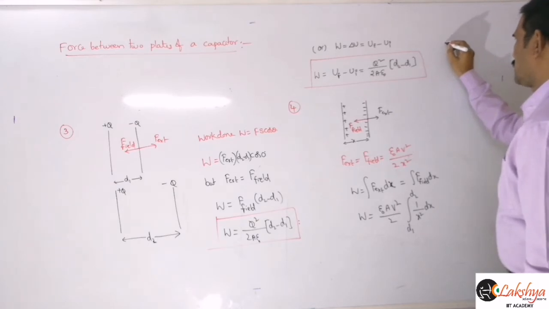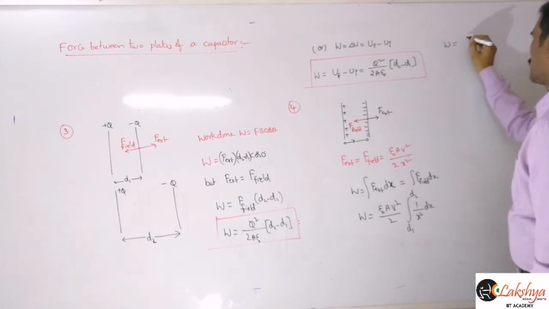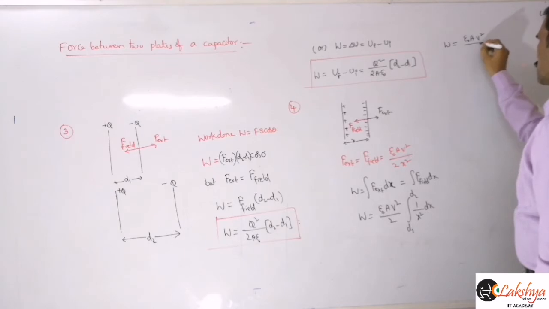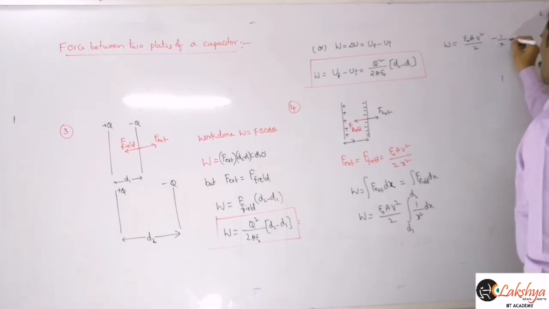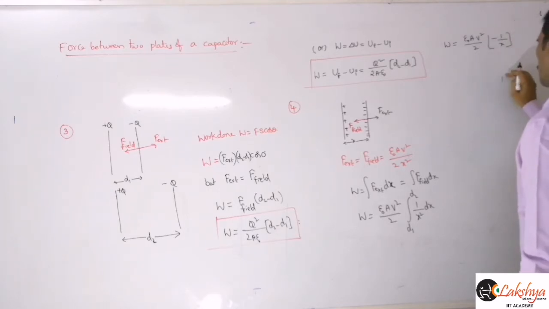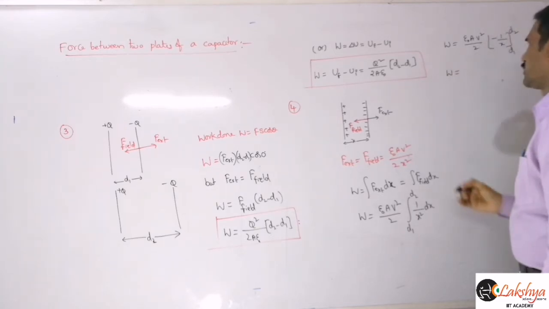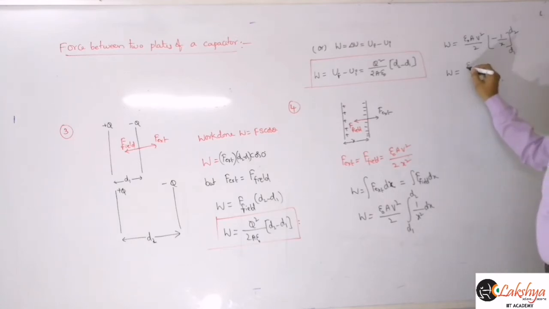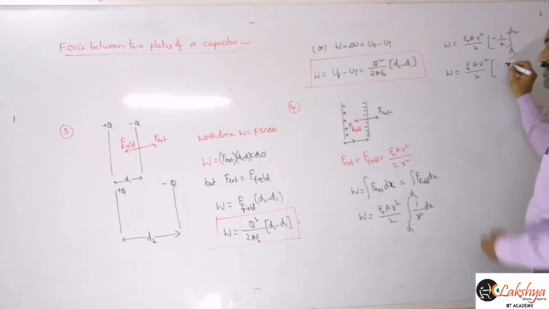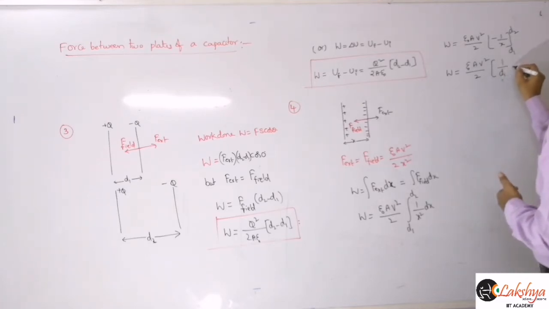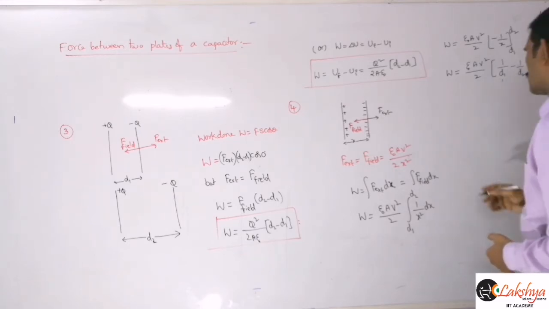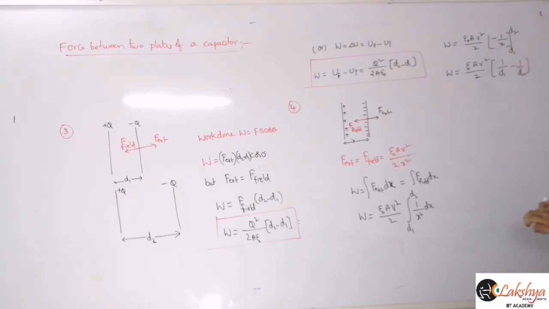Therefore I can write W is equal to epsilon naught A into V square by 2, minus 1 by x you will get, and limits are from D1 to D2. Therefore W is equal to epsilon naught A into V square by 2 into (1 by D1 minus 1 by D2), because that negative sign is there. So that is finally our expression for the work done here when the potential difference remains constant.